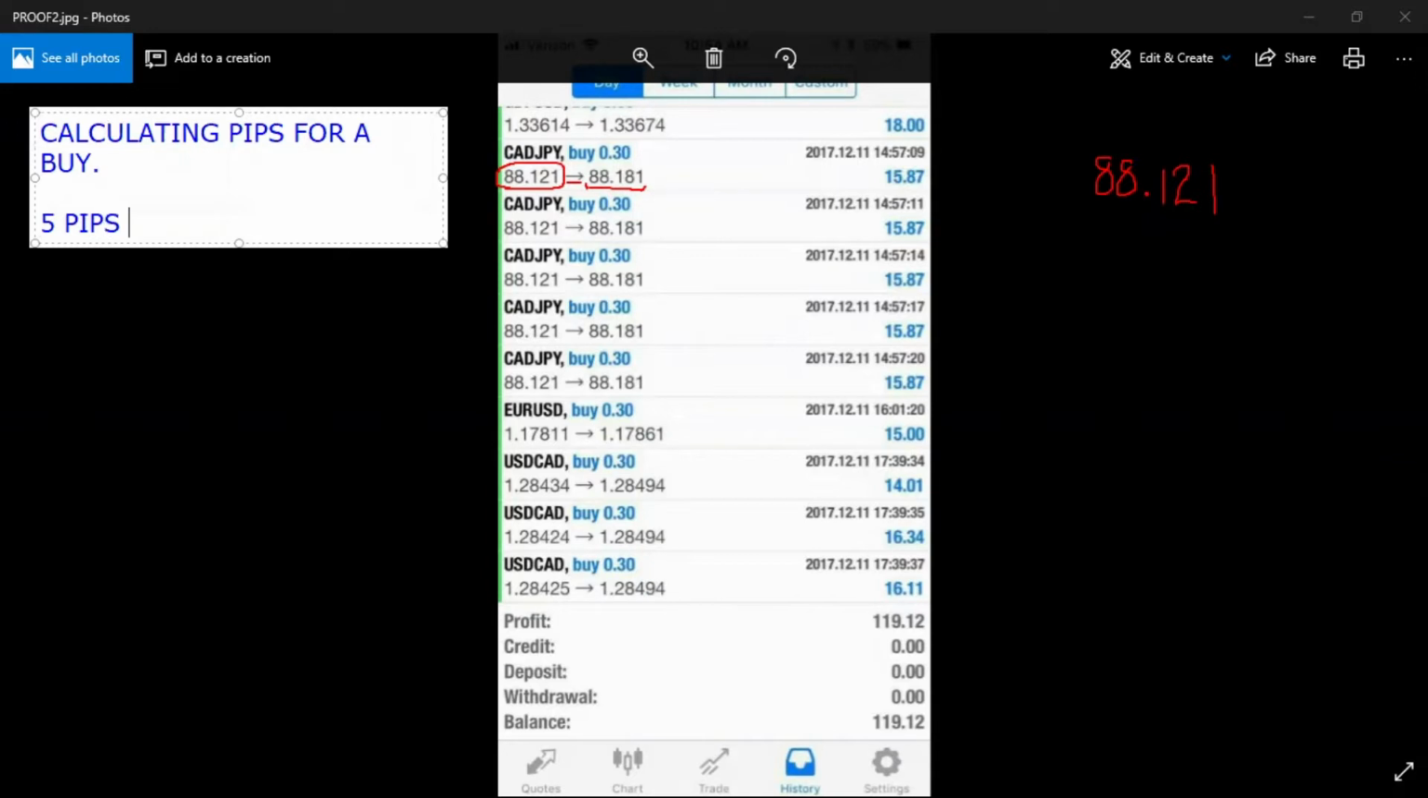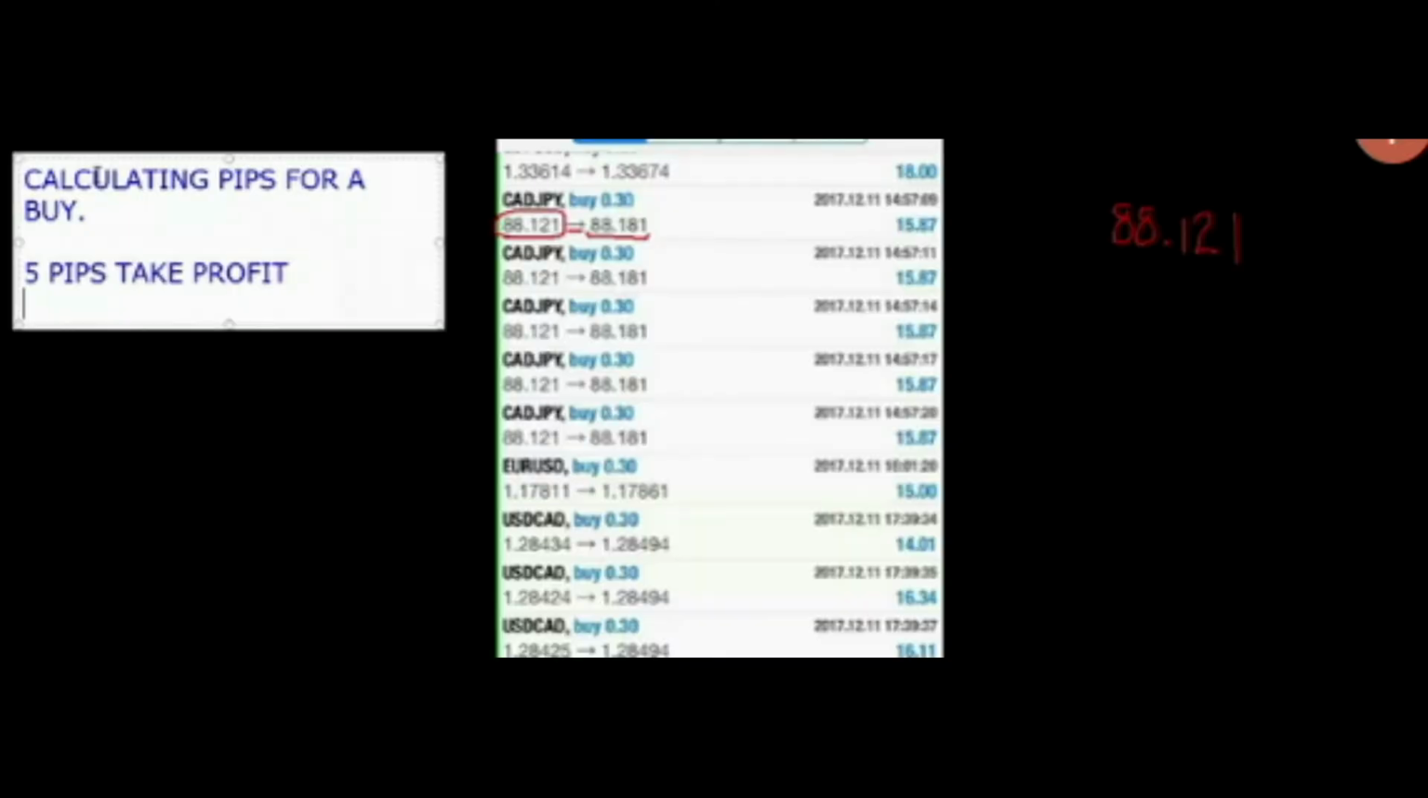So right here, what you're seeing is an entry price of 88.121. They used a take profit of 5 pips, which is where you would come out of the market with the money you've made, which is explained in detail in a different video. And a stop loss of 25 pips, which is where you will come out of the market with the most that you're willing to lose.